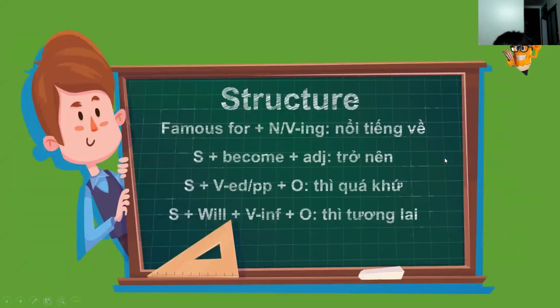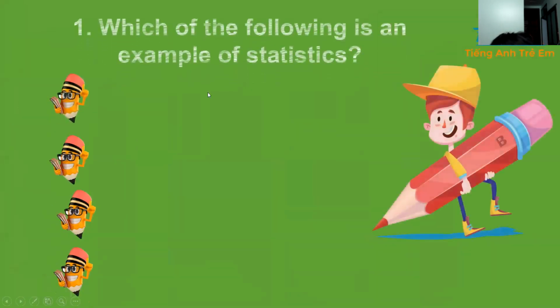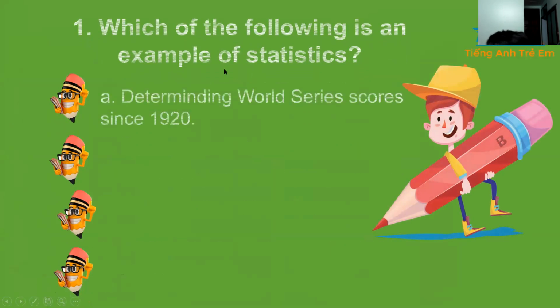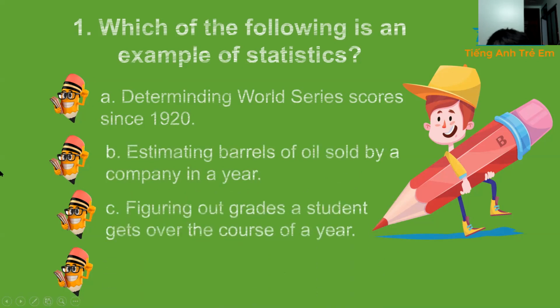Do you have a question before we proceed? No? All right, this time we will answer the exercise. Number one, which of the following is an example of statistics? A, the World Series score since 1920, estimating barrels of oil sold by the company in a year, figuring out grades a student gets over the course of a year, or D, all of the above.